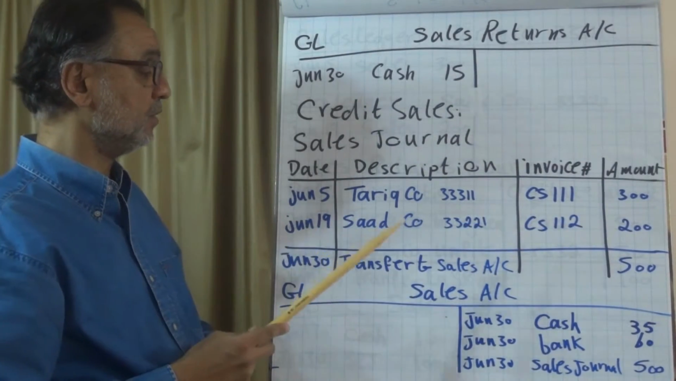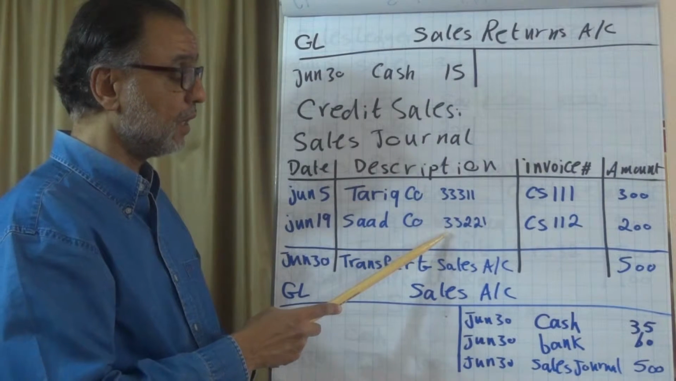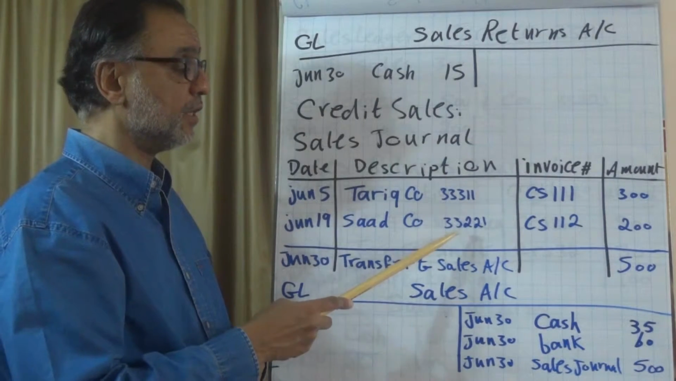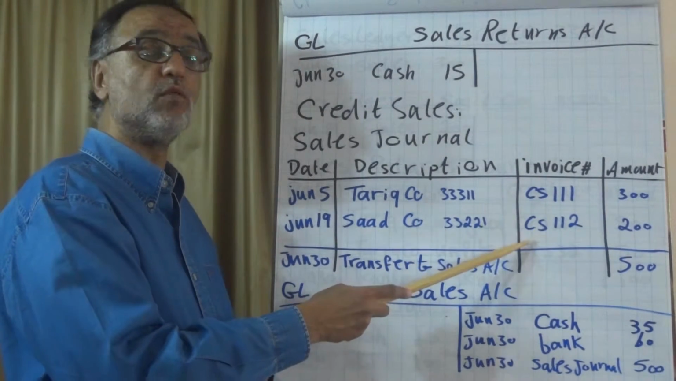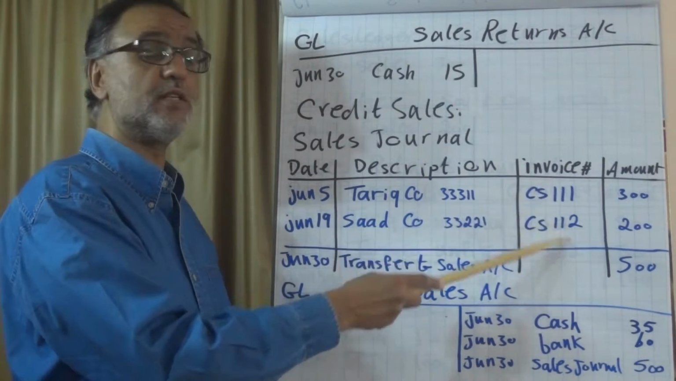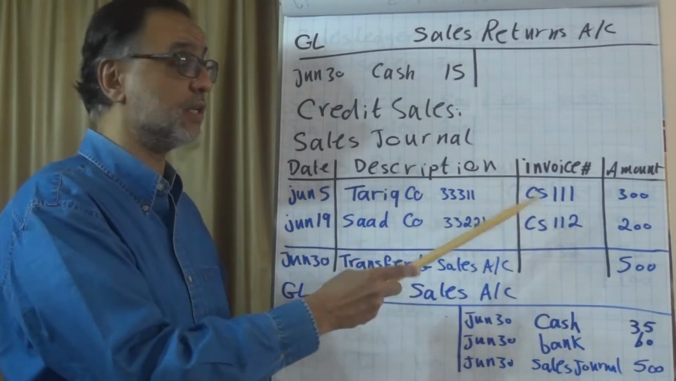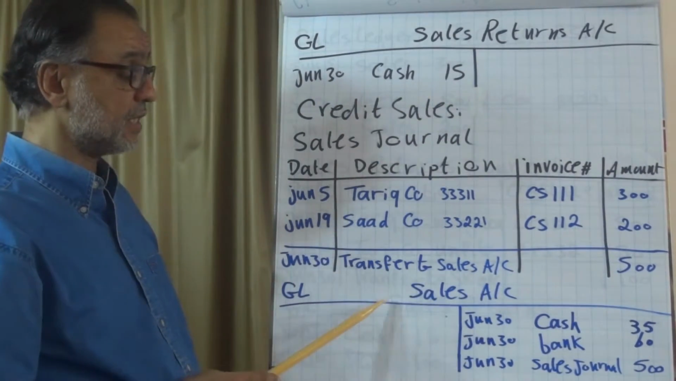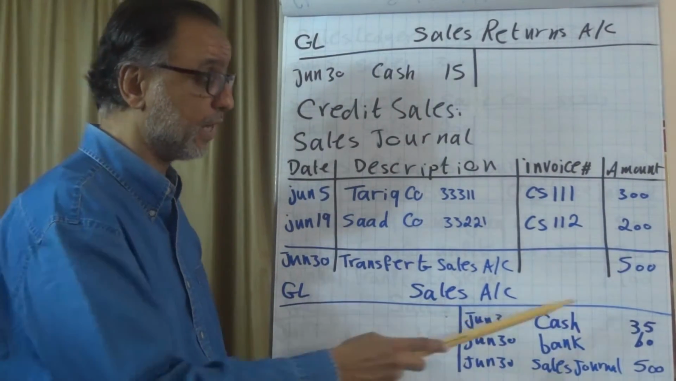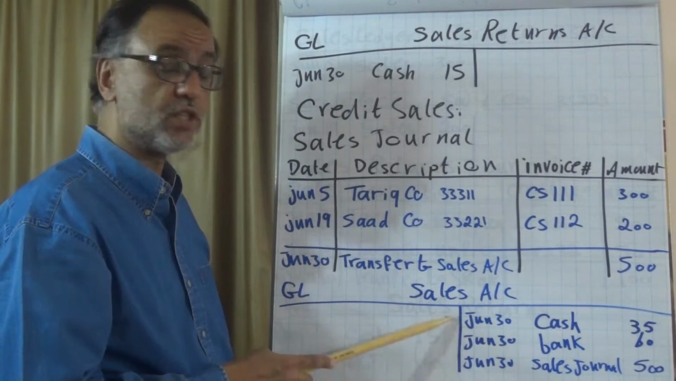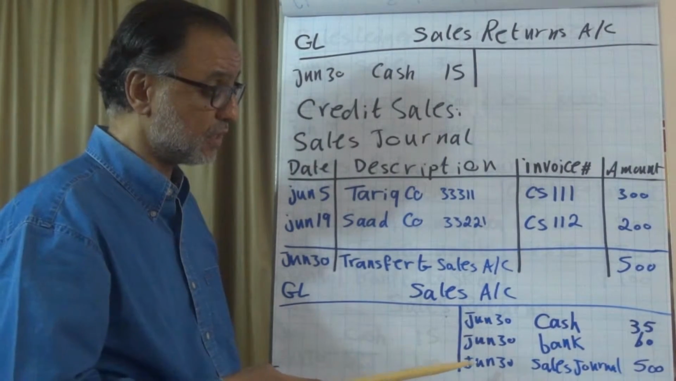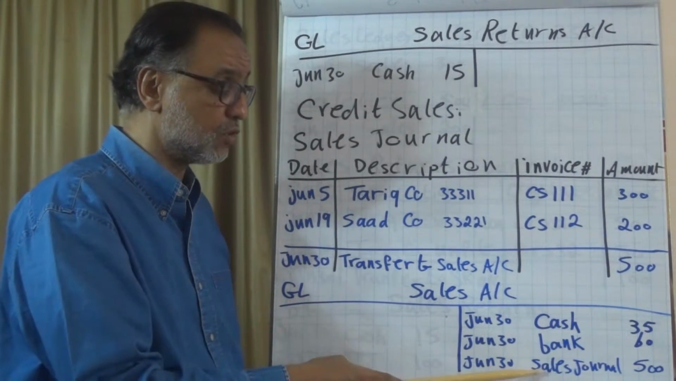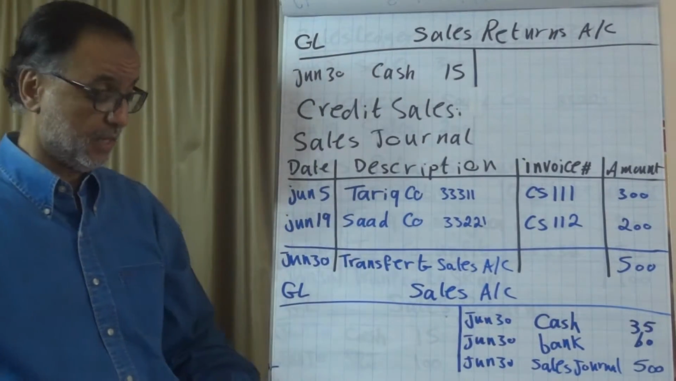On June 19th, Saad Company, the number is 33221 and the invoice is CS112 because this is the same numbering of the business. It's following the same series. And the sold amount is $200, total is $500. In the sales account, you will see the two cash sales that we did earlier, plus the total of the sales journal, $500, sales journal, June 30th.